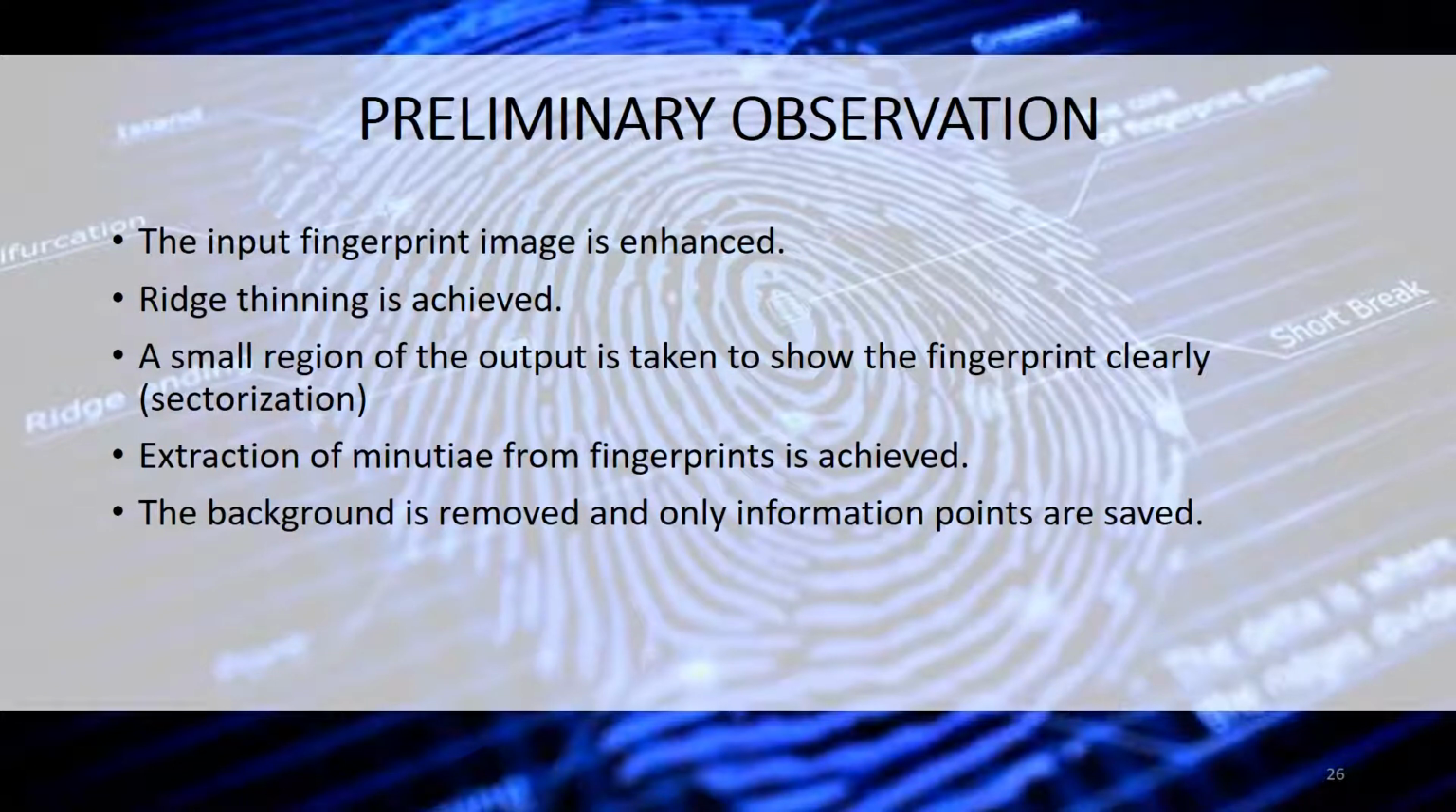The preliminary observation of the system. The input fingerprint image is enhanced. Ridge thinning is achieved. A small region of the output is taken to show the fingerprint clearly, which may also be called sectorization. The extraction of minutiae from fingerprints is achieved. The background is removed and only the information points are saved.